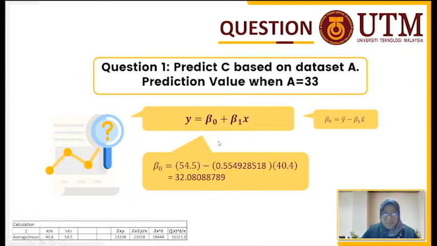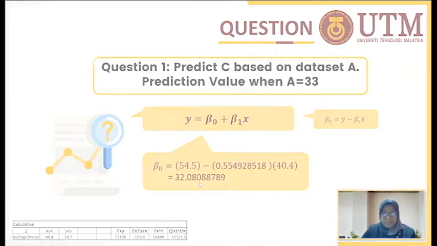The next component is B0. So as we can see here is the equation of B0. We have here the mean of Y, value of B1, and also the mean of X. So we have calculated the mean of Y and also mean of X and B1 previously. So we have to just substitute all the values here, and we got the value for B0 equals to 32.08.